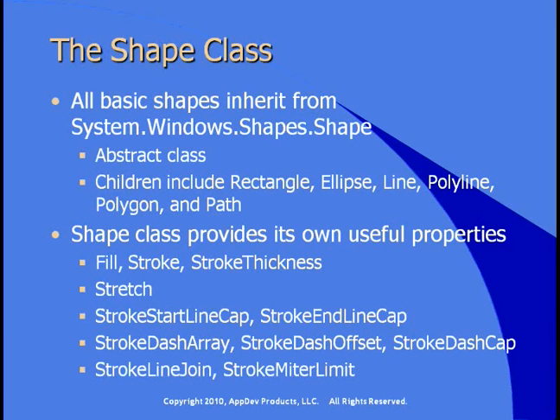There's the stroke line join and stroke miter limit properties, and these determine the behavior of the corners of a shape. And these have no effect on shapes that don't have corners like lines and ellipses. The stroke line join property specifies a pen line join value. The options are miter, bevel, or round. And stroke miter limit gets or sets a value on the ratio of the miter length to the stroke thickness of a shape. So you can control how much of a corner you get on a shape that has a corner.